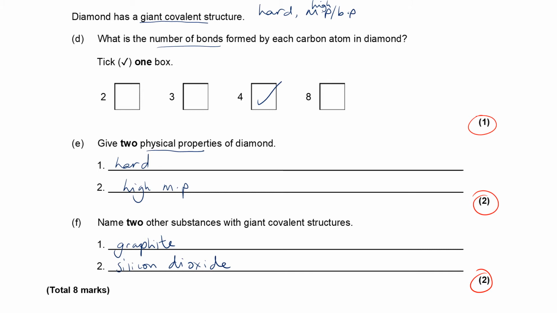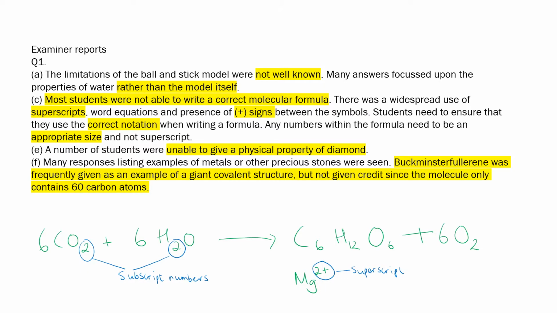Okay, so let's look at the examiner's report. Question 1A. The limitations of the ball and stick model were not well known. So many students have not revised this. So this is something that you need to make sure that you are aware of. Many answers focused upon the properties of water rather than the model itself. Okay, and that's the key thing that they're looking at, because students obviously did not know the limitations of the model. Most students were not able to write a correct molecular formula.